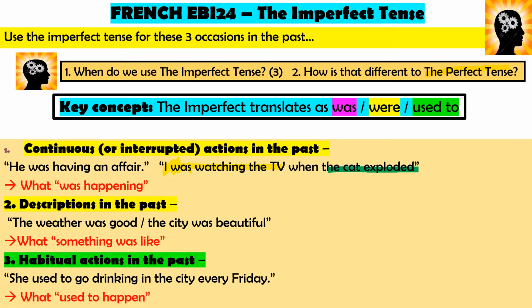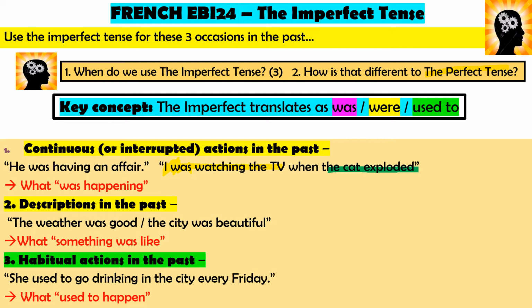So you use the imperfect for any habitual action in the past, i.e. when you want to say what you used to do. So she used to go drinking in the city every Friday. What used to happen, yeah? So was, were, used to. That's what the imperfect means.